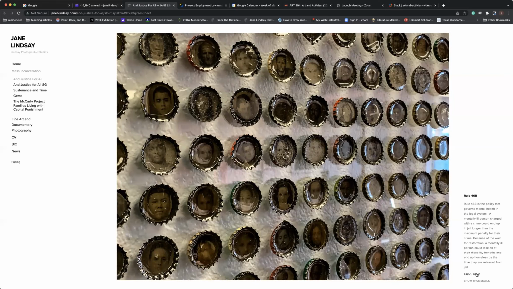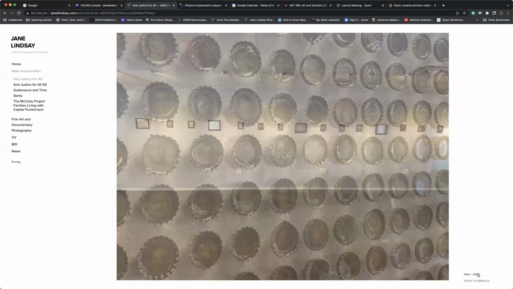So imagine being arrested for a crime where your penalty is you're going to spend a year in jail, but you're mentally ill, so they leave you 3 years, 4 years in jail. That happens all the time. So that's what this piece is talking about.